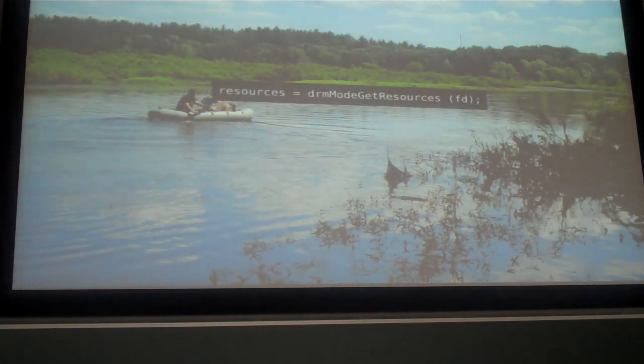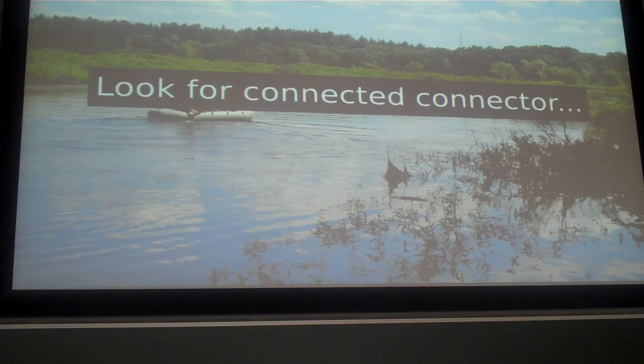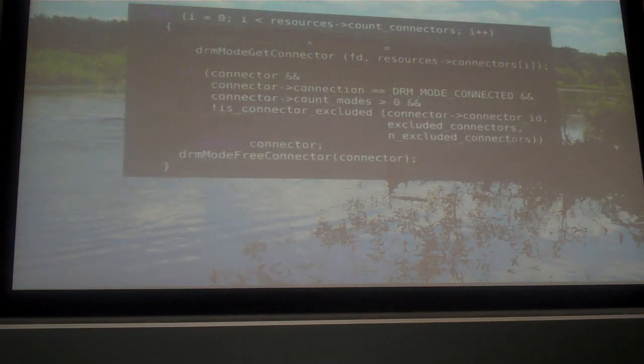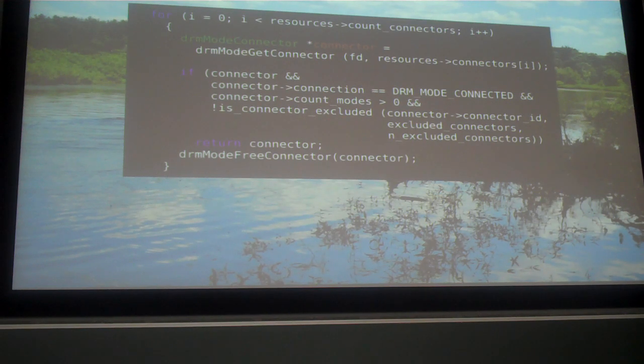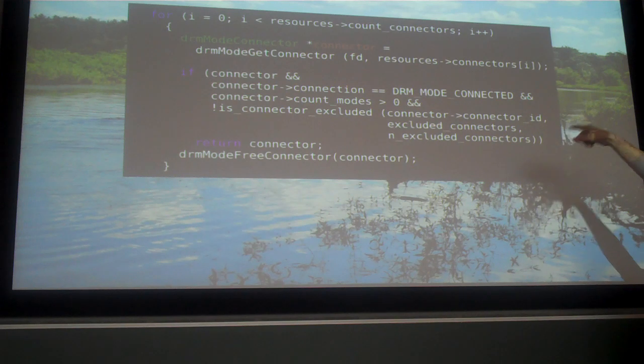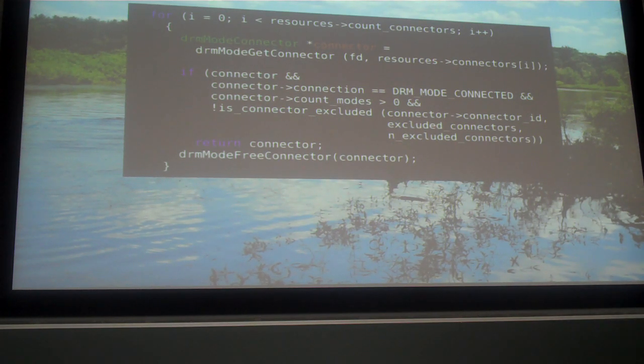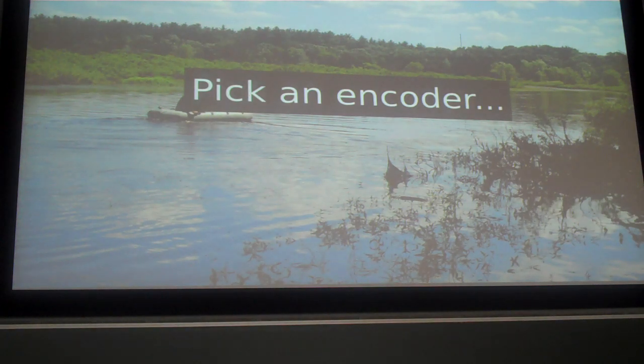Querying KMS resources is just this little API. It gives you at least the entry point to start discovering connectors. The first step is looking for some connectors. This is just looping through the IDs that you get from that resources structure, looking for something with DRM mode connected. This little is-connector-excluded bit is just a detail of our particular implementation: if we're looking for multiple connectors, maybe for mirrored display, we need to make sure we ignore connectors we've already found and dealt with. Having found a connector, we then find an encoder that can be used with it. You might have a whole bunch of connectors, and only certain encoders can work with certain connectors.